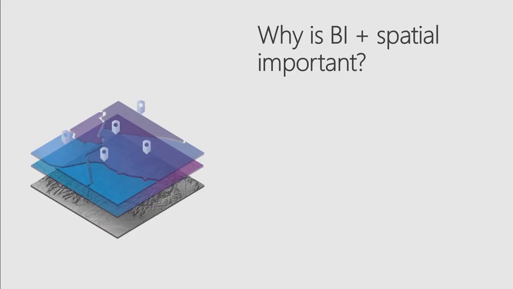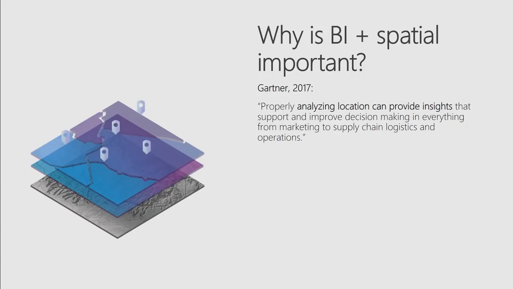And so I wanted to talk about why merging BI and spatial is important. A Gartner report in 2017 had a couple things to say about this. It's starting to gain the attention of Gartner, and GIS in general and location and spatial in general is becoming a very hot topic within the larger business world. And so Gartner says that properly analyzing location can provide insights that support and improve decision making in everything from marketing to supply chain logistics and operations. This is probably not going to come as a surprise to you because you know the value and the power of spatial. But people beyond the GIS audience are starting to recognize this. And that's kind of where this visual comes into play.